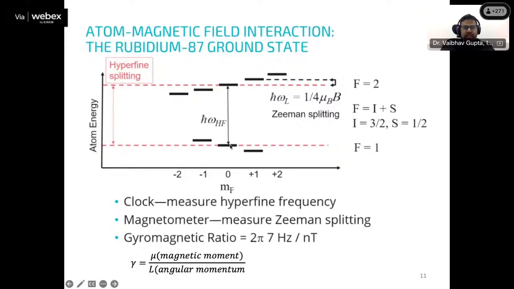Now, what we do in a magnetometer is apply an external magnetic field, and because of that magnetic field, this hyperfine level gets split into multiple levels. What we are trying to find out is the value of this Zeeman splitting, which is actually the value of that external magnetic field. If you find out how much this splitting is, you apply this formula and then calculate back what the applied magnetic field was. So this is what we are doing: trying to find out the Zeeman splitting and the external magnetic field.